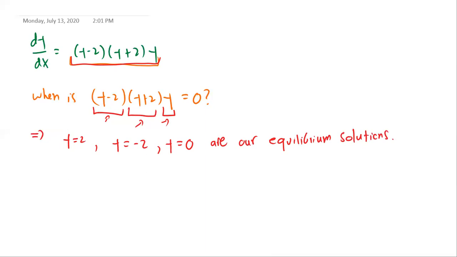So it's as simple as that. Given an autonomous differential equation, dy/dx equals f of y, how do you find the equilibrium solutions? Solve f of y equals 0.